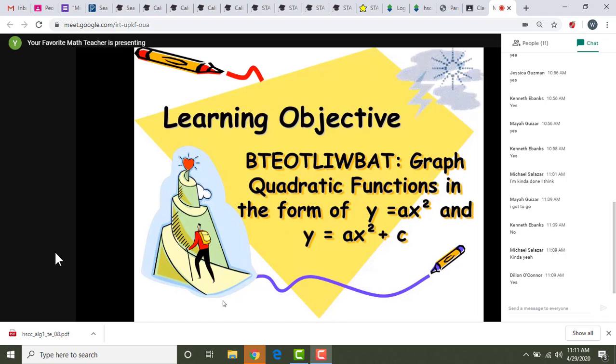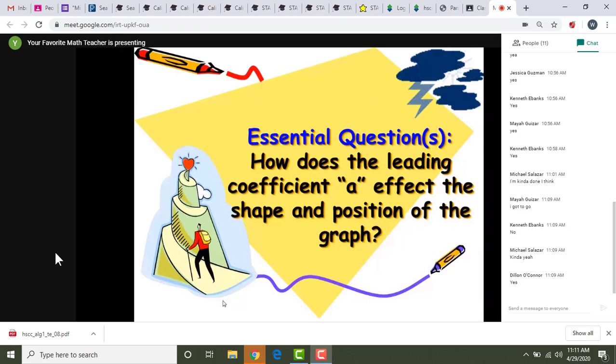By the end of this lesson, I'll be able to graph quadratic functions in the form of y equals ax squared and y equals ax squared plus c. The essential question is, how does the leading coefficient a affect the shape and position of the graph?